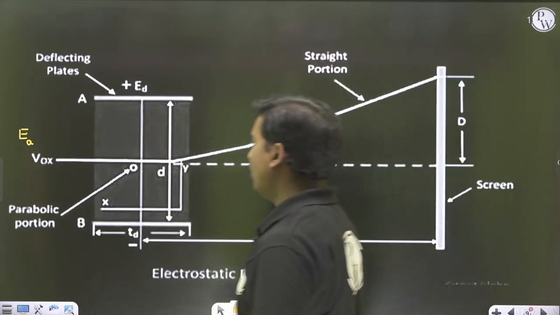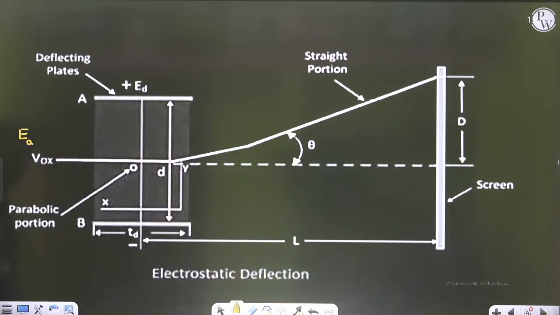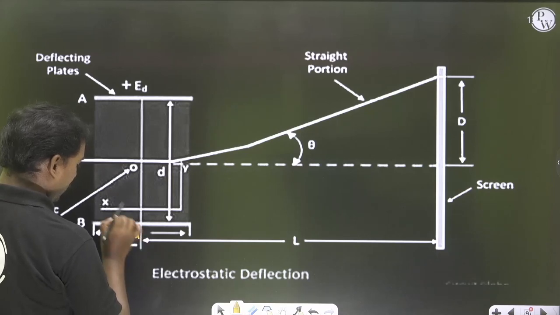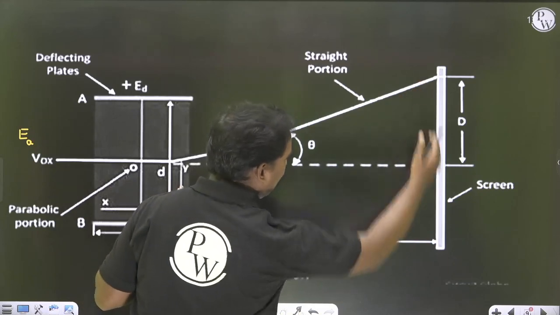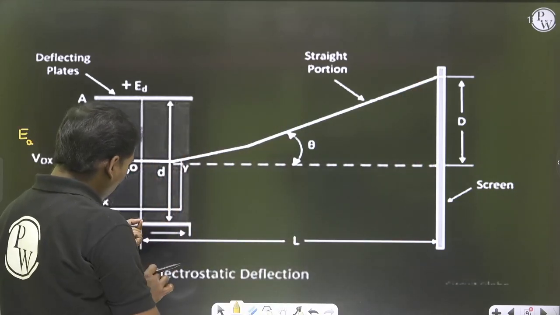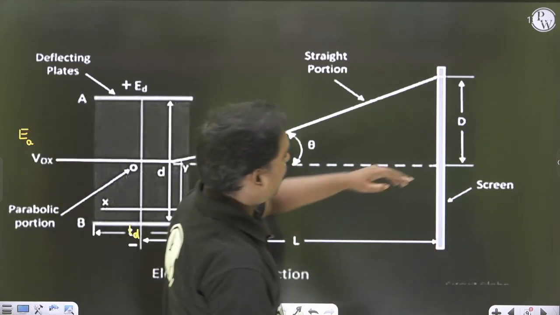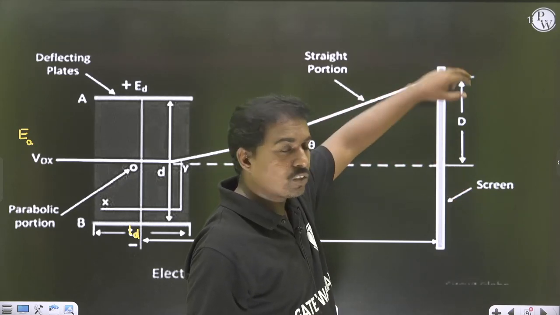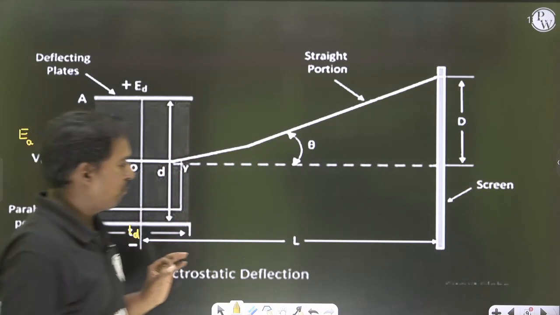After crossing, the beam makes a deflection theta. The length of the deflection plate is small LD, and at a distance there is a screen. On the screen the beam is going to spot, and the distance from the center of the deflection plate is capital L. The deflection at the center to this spot, I am taking as the radius, is deflection capital D, and we can expect a deflection formula here.